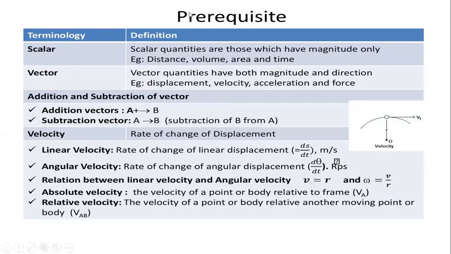Next one is the scalar quantity and the vector quantity. The scalar quantities are those which have magnitude only. Those quantities which have only magnitude are called scalar quantities.